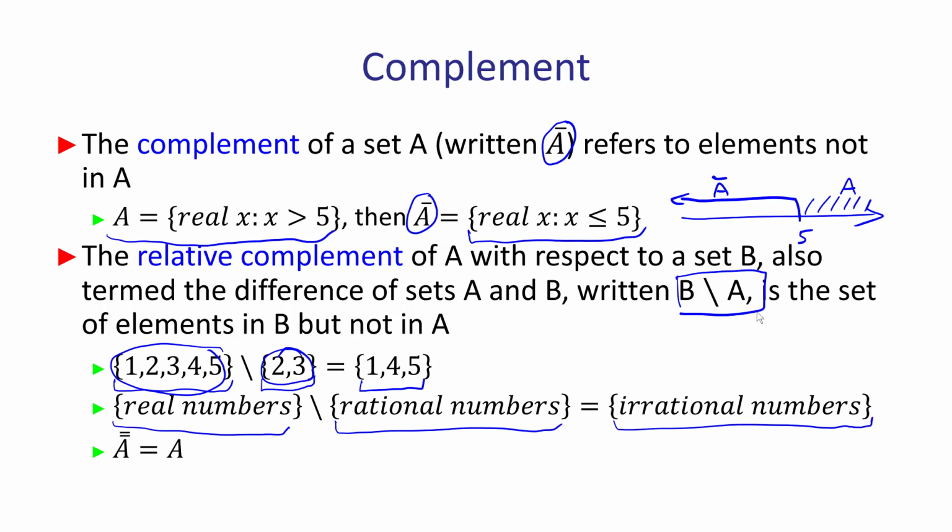One important property of complement is that if you're taking a set and then making complement one time, and then repeating complement, you get back to the original set A. So twice complement is the original set A.